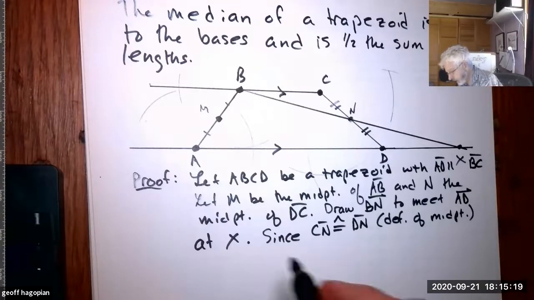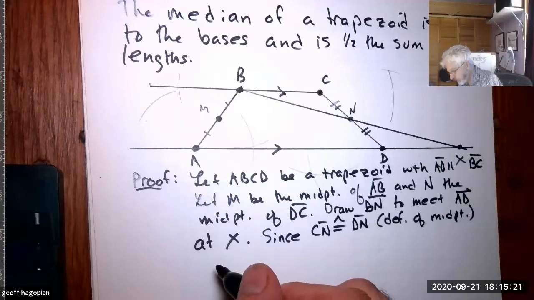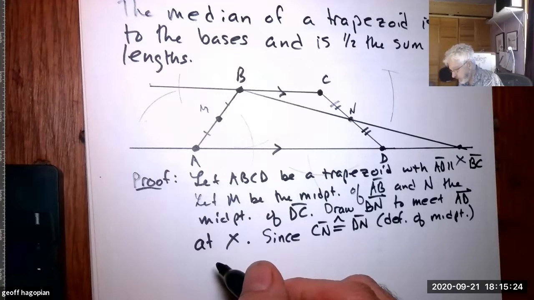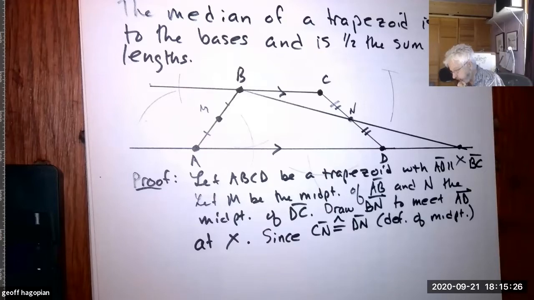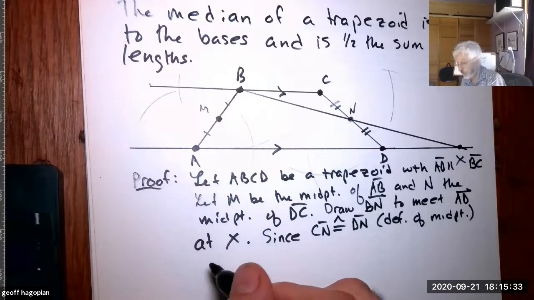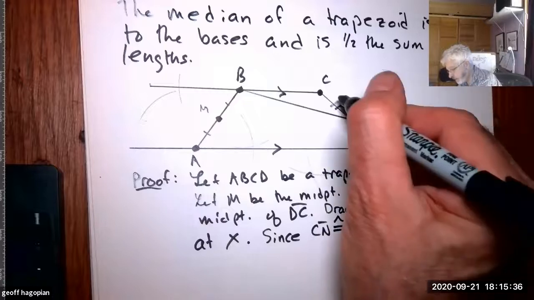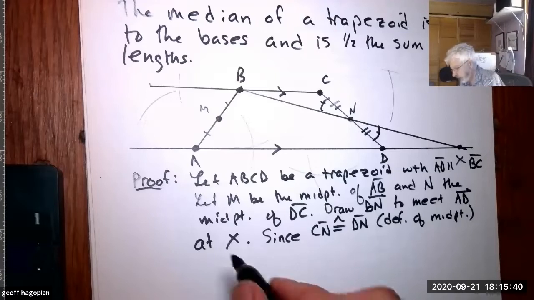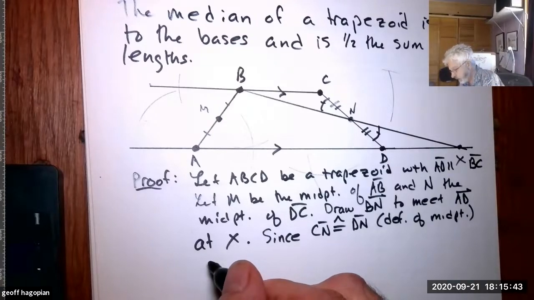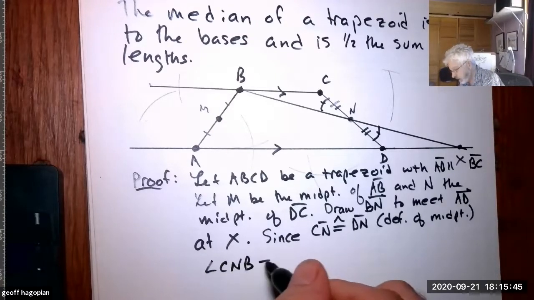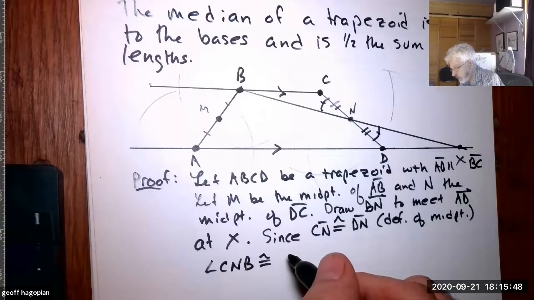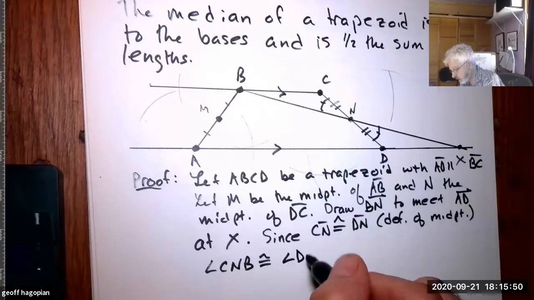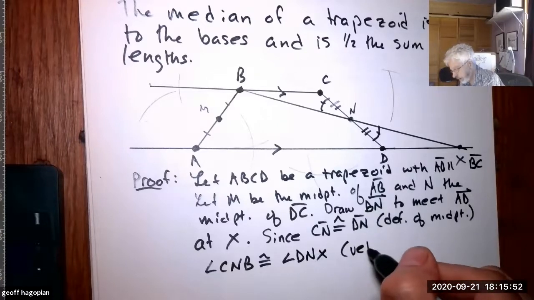Right. Okay. It's going to be essentially angle side, I guess. Right. And so do you see what the two angles are? Well, let me indicate them in the diagram. So this angle is congruent to that angle. Why? Angle CNB is congruent to angle DNX. These are vertical angles, right?